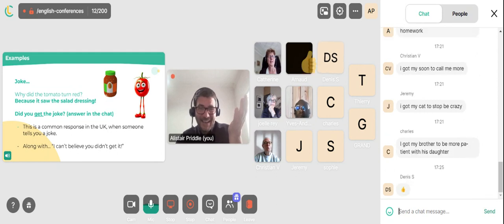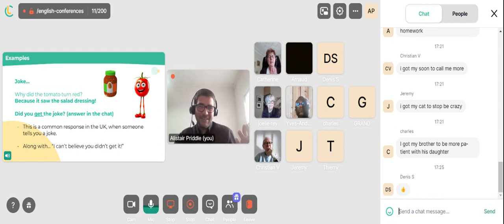You can answer in the chat, yes or no, if you get the joke. So the full joke: why did the tomato turn red? Because it saw the salad dressing. There we go. This is a common response in the UK when someone tells you a joke. Did you get it? Along with, I can't believe you didn't get it. This is very common informal English.